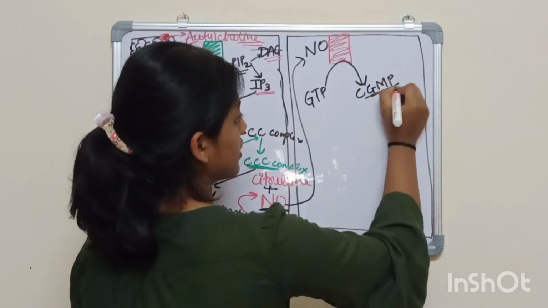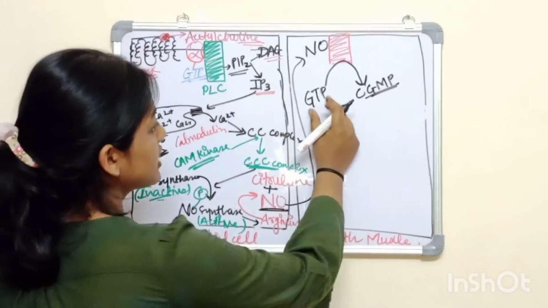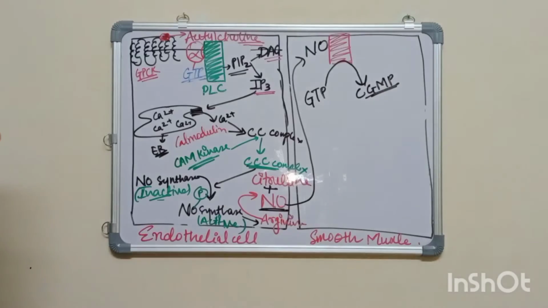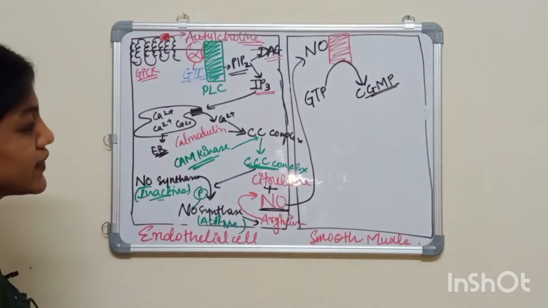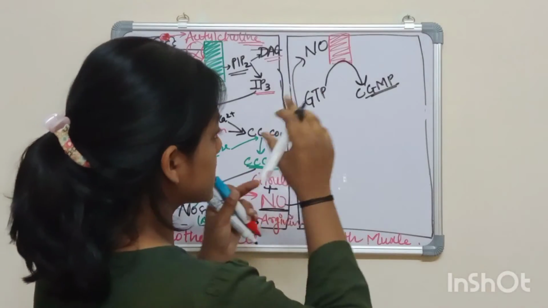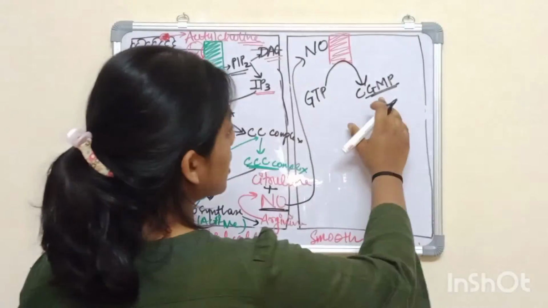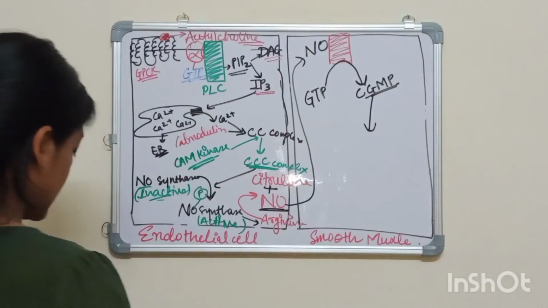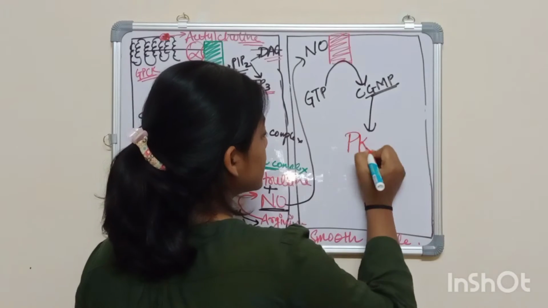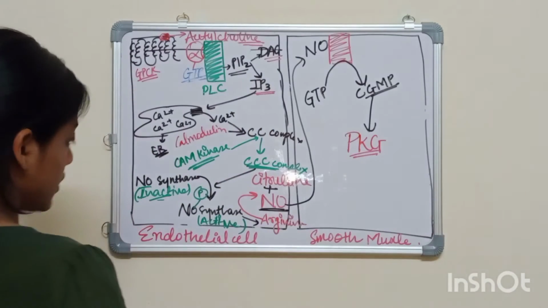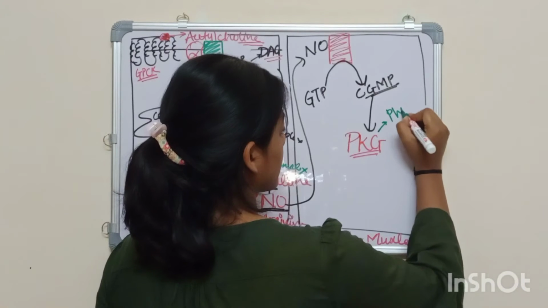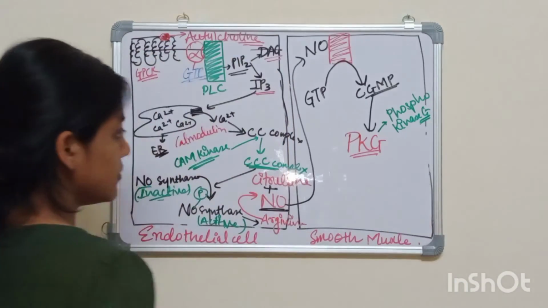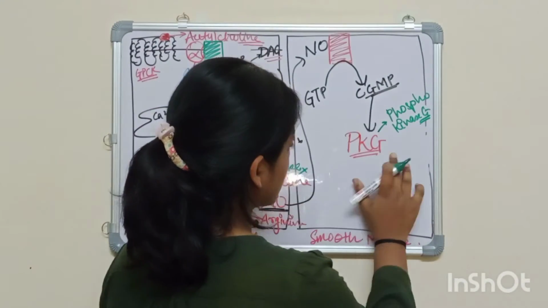GTP, guanosine triphosphate, into cyclic guanosine monophosphate. cGMP is nothing but two phosphates are removed and it forms a circularized structure. So it is cyclic guanosine monophosphate. Now the cGMP activates PKG, that is phosphokinase G. This is phosphokinase G.